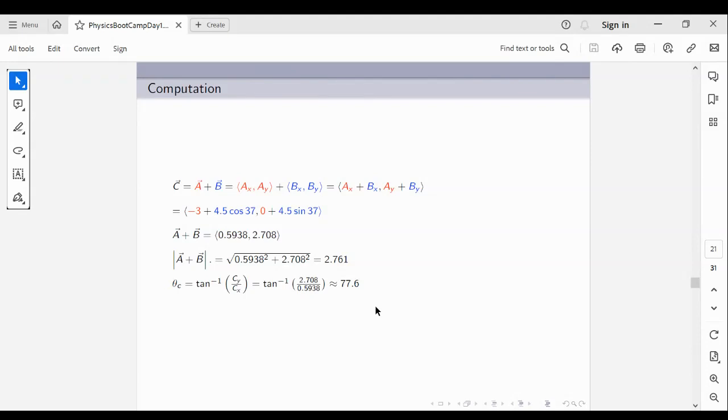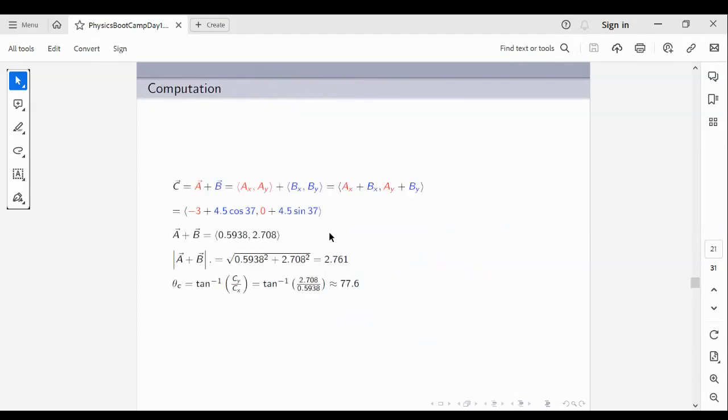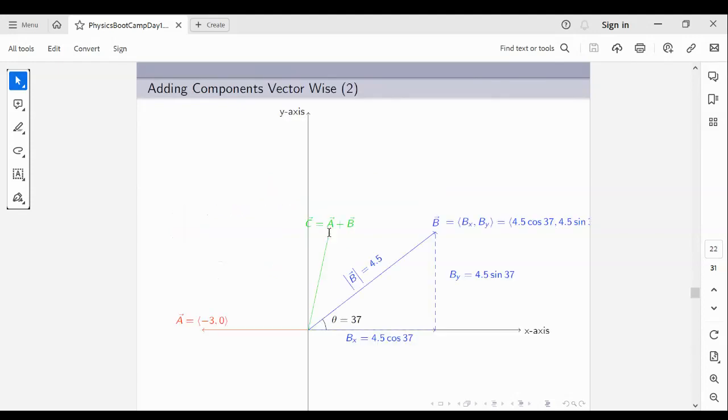So yes, these are the components. This is how you algebraically add vectors, unless you're just like a perfect artist. But I'm not. Nobody is. Let's continue. So now if we plot C equals A plus B, we'll get exactly what we have up here. C equals 0.5938, and all that stuff.